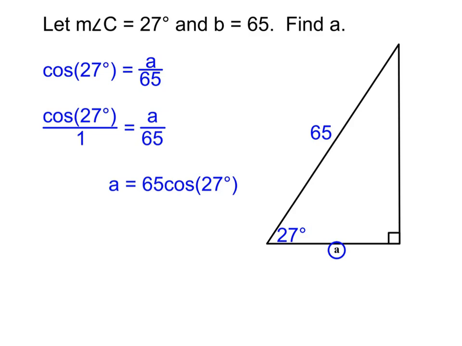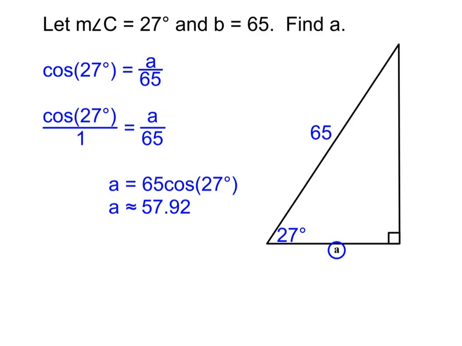So break out your calculator, and then the very first thing you want to do is the cosine of 27 degrees. So do that first, and then once you have that number, then you're going to multiply that by 65. Let's check and see if you got that right. You should be getting an answer here of about 57.92.